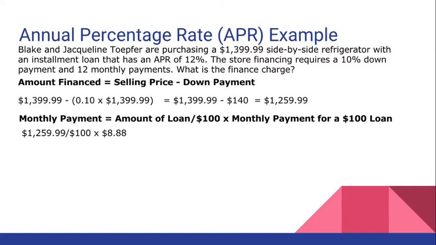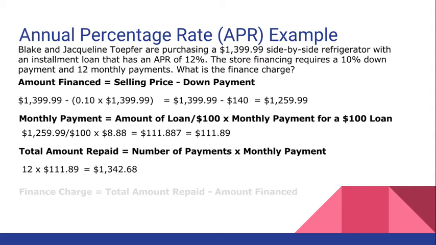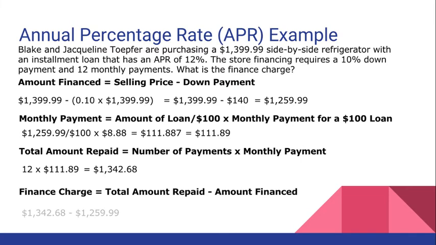So we're going to plug those numbers in, solve our formula, and remember that since we are doing it with money, we need to round it to dollars and cents. So the monthly payment is $111.89. Now we can find the total amount repaid. They're doing it for just 1 year, so they're doing 12 payments times the 1 year. So we get a total amount repaid of $1,342.68. Now to get our finance charge, we subtract what was financed from what we repaid to get that difference. So the finance charge is $82.69.